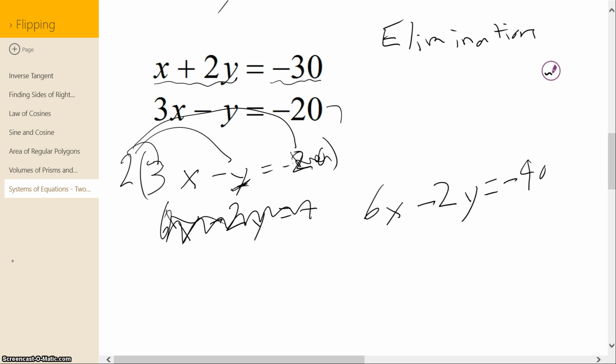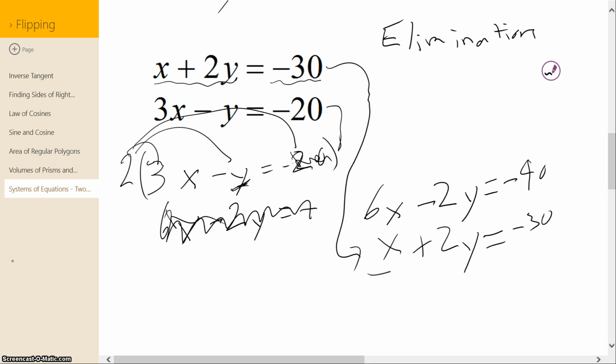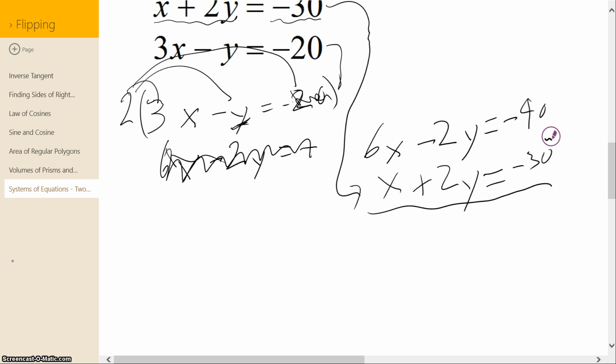Now I'm going to combine this. This guy is going to move right down here. So I'm going to combine this with x plus 2y equals negative 30, and straight up combine everything here. Combine 6x and x, this becomes 7x. Combine negative 2y and positive 2y, well, hey, aha, 0. And then combine negative 40 and negative 30, and this will be negative 70.